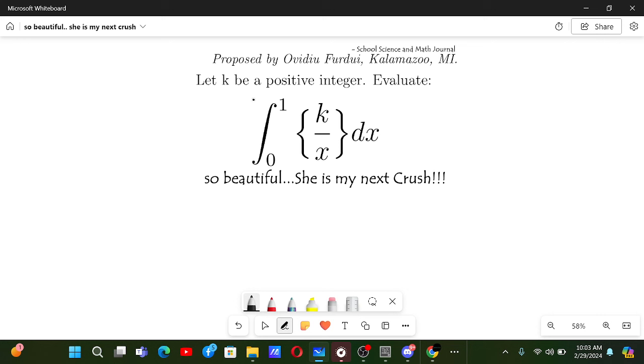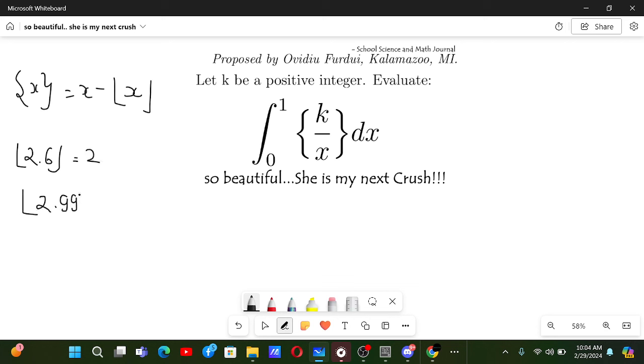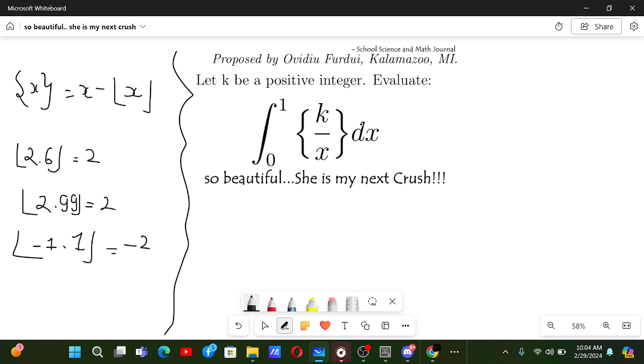Now, if you don't know about the fractional part function, basically the fractional part of x is defined as x minus the floor function of x. And the floor function of x rounds down x to the nearest integer. Let's say if we have 2.6, it rounds down to 2. If we have 2.99 as well, it will round down to 2. And if we have minus 1.1, it will round down to minus 2. Just round down.